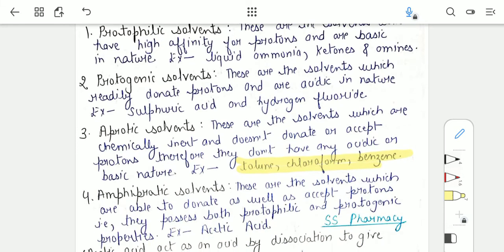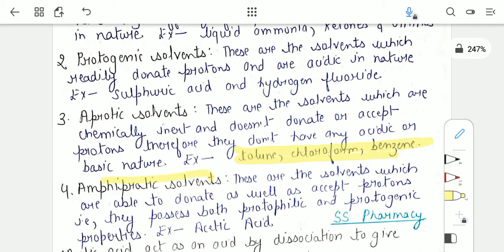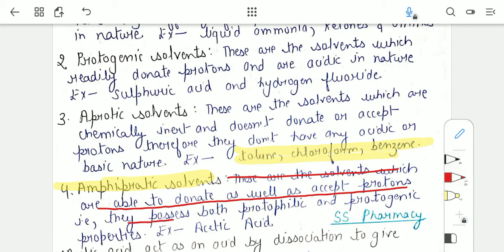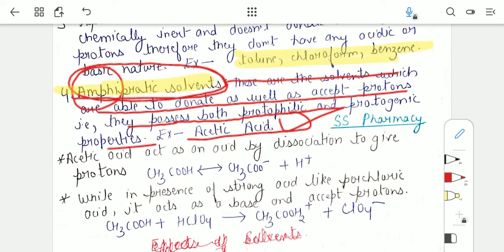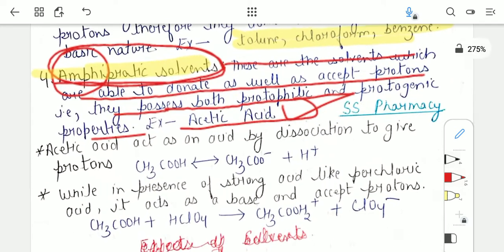Now the last solvent is amphiprotic solvent. These are the solvents which are able to donate as well as accept protons. That is, they possess both protophilic and protogenic properties. Example, acetic acid. Whenever the term amphi comes, it means it includes both properties. When we combine the protophilic and protogenic solvent, we get amphiprotic solvent which has both the properties. Example is acetic acid. Now let us understand how acetic acid is amphiprotic in nature.